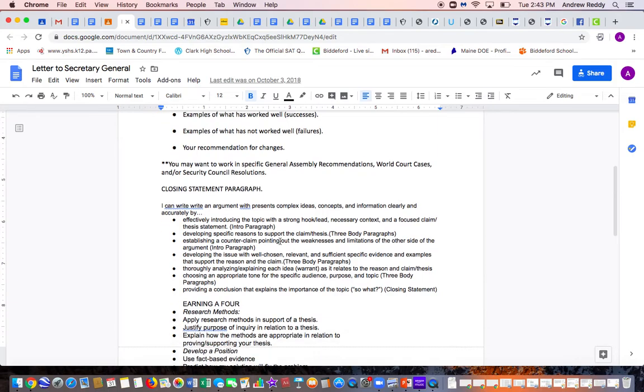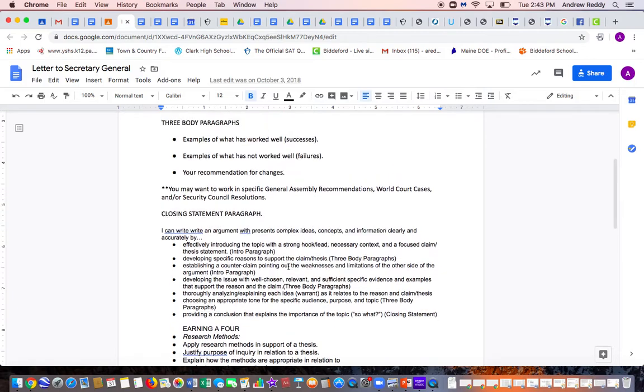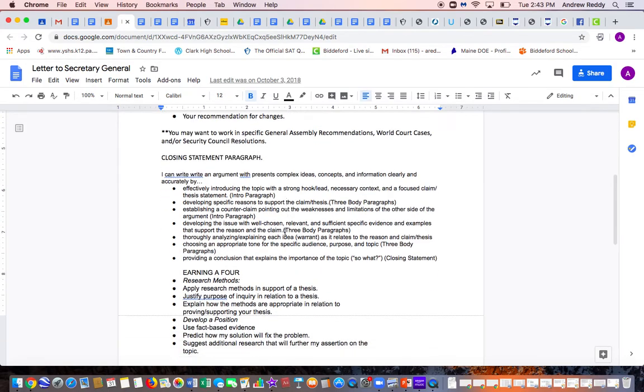And again, in the closing statement paragraph, you're working on being able to write an argument which presents complex ideas, concepts, and information clearly and accurately. So you're basically, in your closing statement, really hitting home the point that the UN is effective, if that's what you believe, or it is ineffective, if that's what you believe.